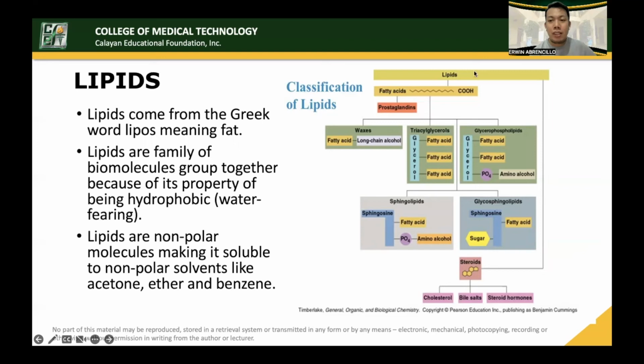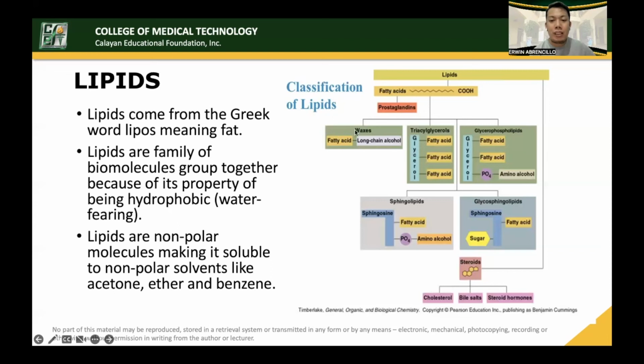So you have here lipids, and then lipids are classified as fatty acid and then steroid at the bottom. So fatty acids are classified into prostaglandins, and then waxes, triacylglycerol, and glycerophospholipids, as well as sphingolipids and glycosphingolipids. Meanwhile, lipids that are classified as steroids are further classified into cholesterol, bile salts, and steroid hormones.